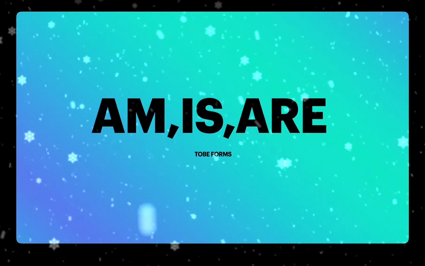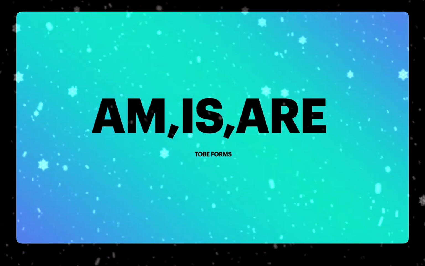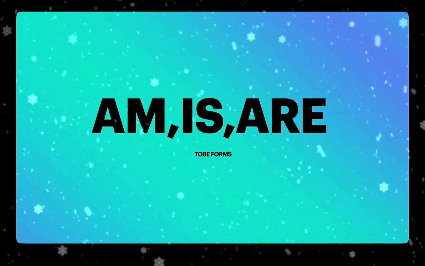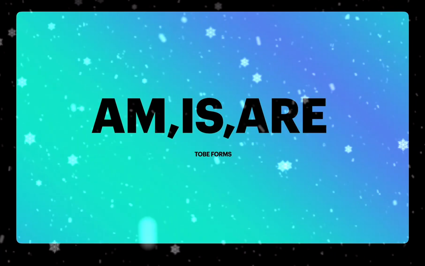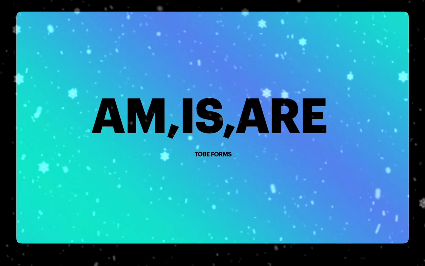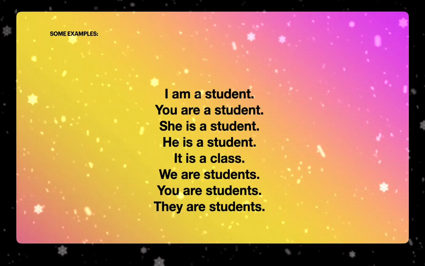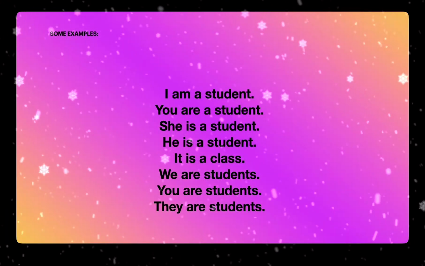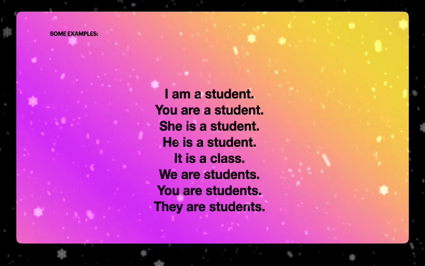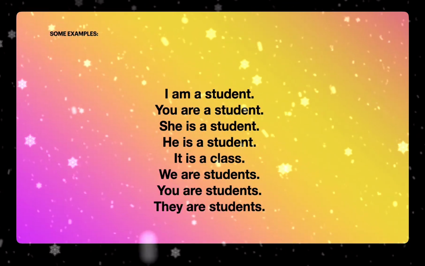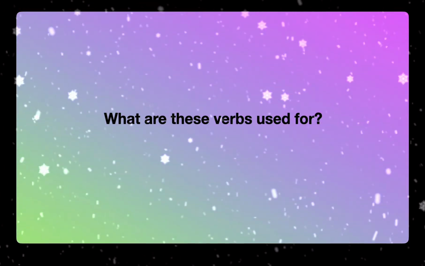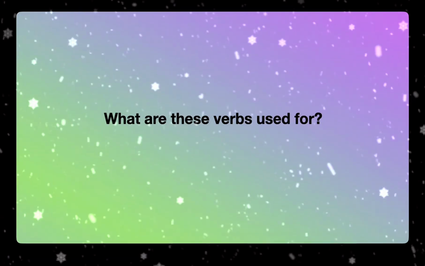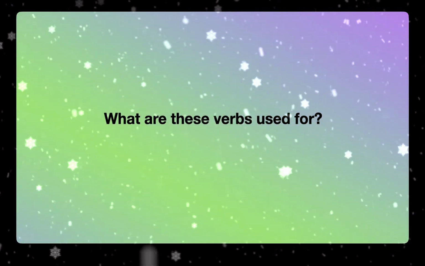The very basic forms of to be verbs in present tense are am, is, are. Each of the pronouns needs its own special one, like I am, you are, she, he and it is, we are, you are, and they are. What are these verbs used for? This is a good question, and we're going to see the answer.